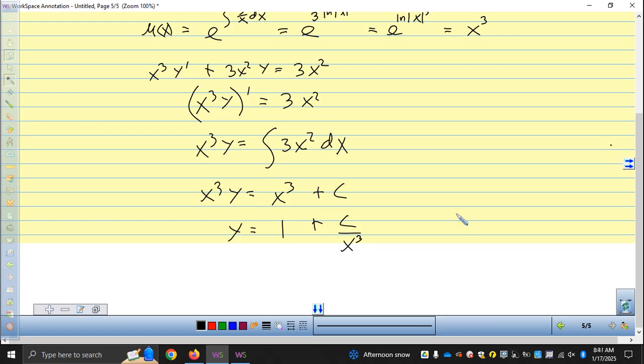Yes? Is the transient term always the one that approaches 0? If it has a transient term, the transient term is a term that approaches 0 as x approaches infinity, because you're dividing by some x. So here, the c over x to the third would be a transient term because as x approaches infinity, that term approaches 0. The entire solution is not transient.